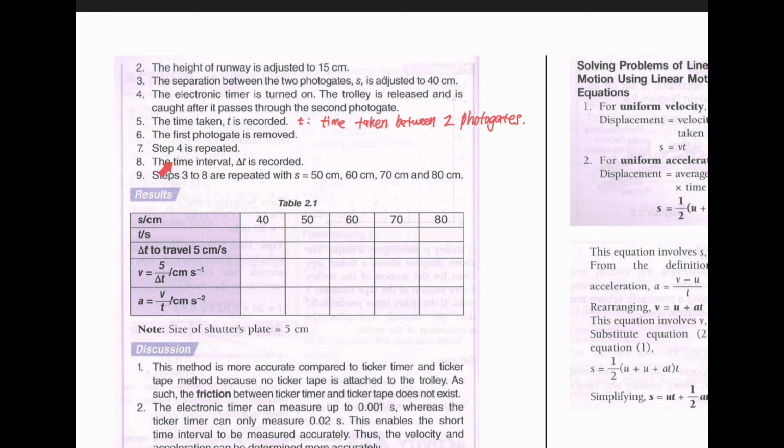Okay, so what is meant by the time interval delta t? Okay, so first of all, we need to know that the trolley, okay, you look at this point here. The trolley has a shutter plate of size 5 cm. Okay, have a size of shutter plate which is 5 cm. So that means this is the trolley.